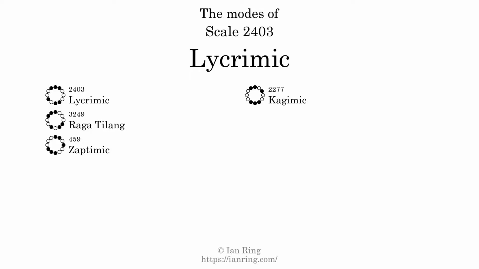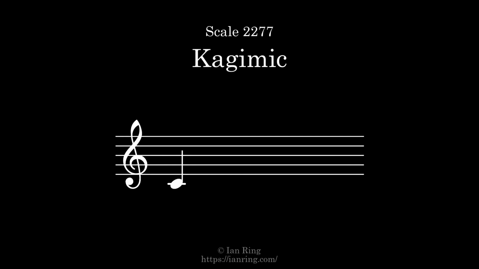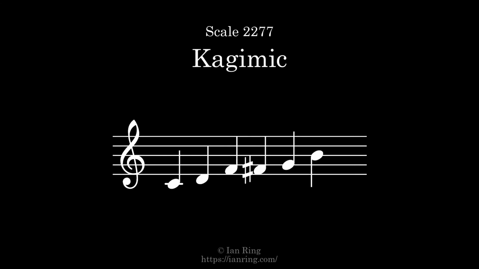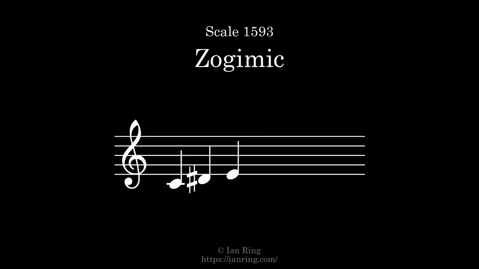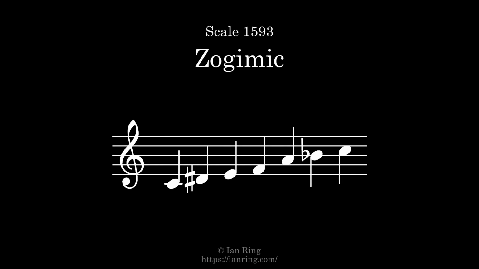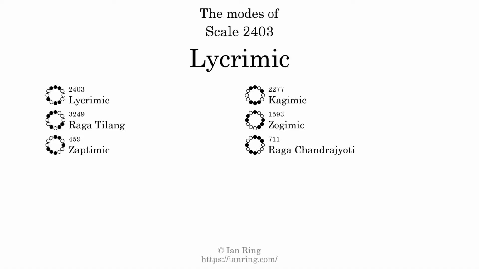The fourth mode is scale 2277, also known as Kajimic. It sounds like this. The fifth mode is scale 1593, also known as Zajimic. It sounds like this. The sixth and last mode is scale 711, also known as Raga Chandrajyoti. It sounds like this.